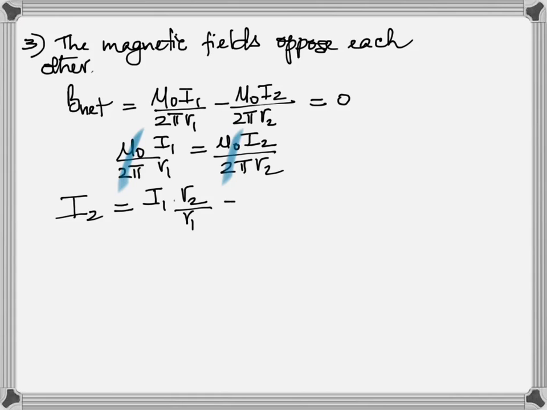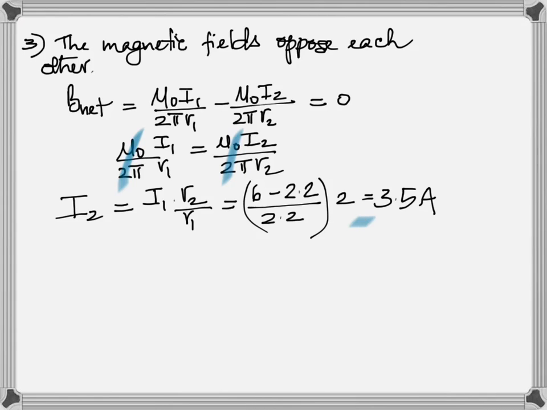So rearrange and find I2. I2 is I1 times R2 by R1. Definitely you know that the other distance would be 6 take away 2.2, isn't it? Because that's the distance from the other conductor. 6 take away 2.2, and you get it as 3.5 amps. Problem done in 3 minutes.